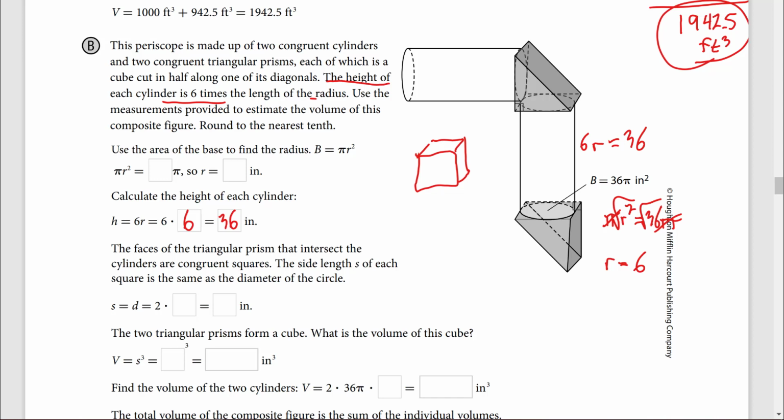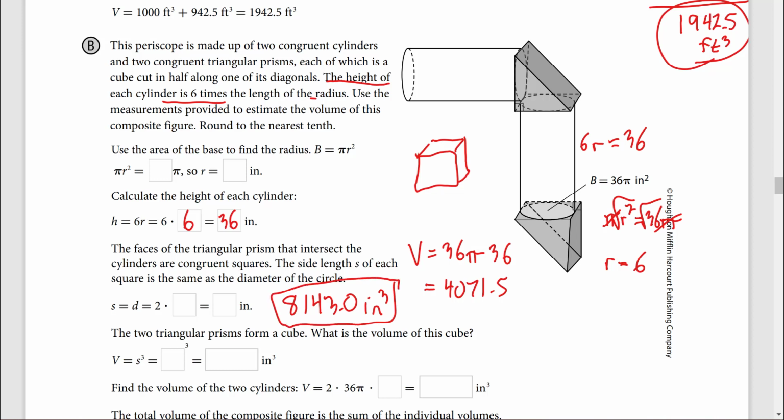So let's find the volume of that. I'm looking at the volume of one cylinder. Again, base times height. They told me the base is 36 pi times my height, which in this case is also 36. That comes out to 4,071.5. So that's one of those cylinders. There's 2 of them, so I'm going to double that. And the 2 cylinders total are going to be 8,143.0 cubic inches. So we're going to hang on to that piece.